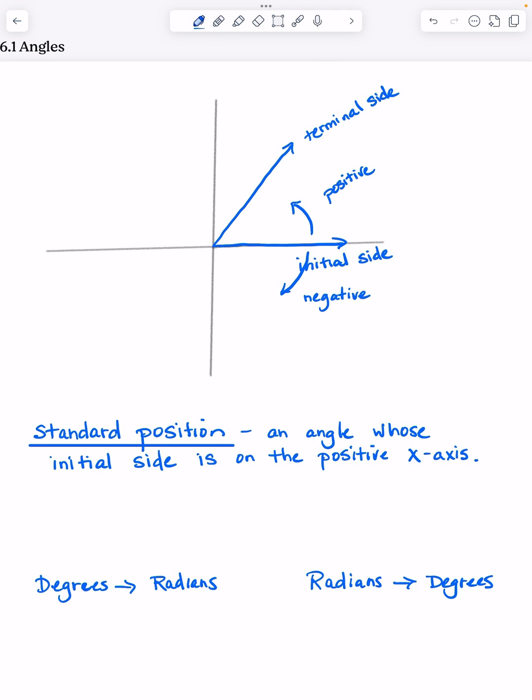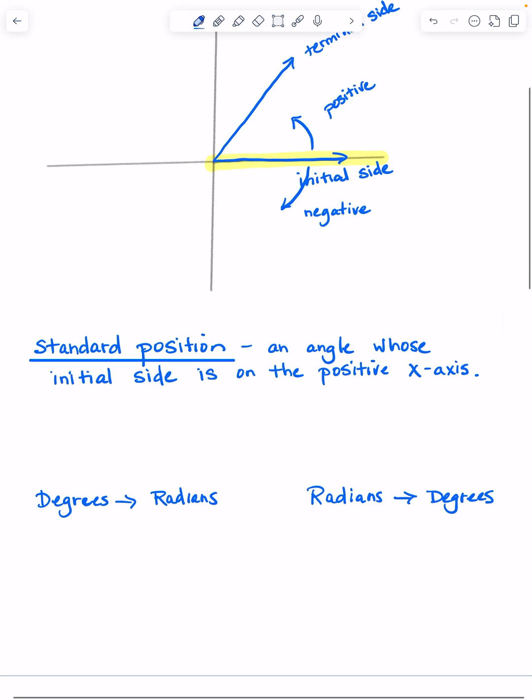And notice I gave a definition here, standard position. It's an angle whose initial side is on the positive x-axis. So the positive x-axis, remember, you're familiar with the rectangular coordinate system. The positive x-axis is just this axis on the right. So for this course, most of our angles will start in standard position, which is, like I said, the initial side will start on that positive x-axis.